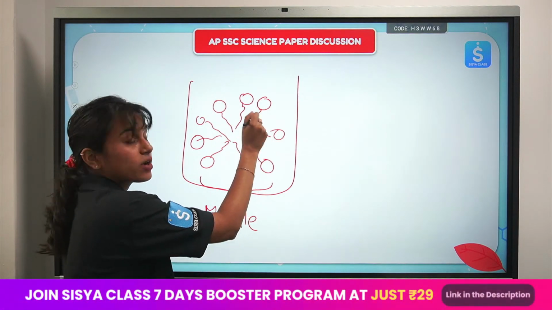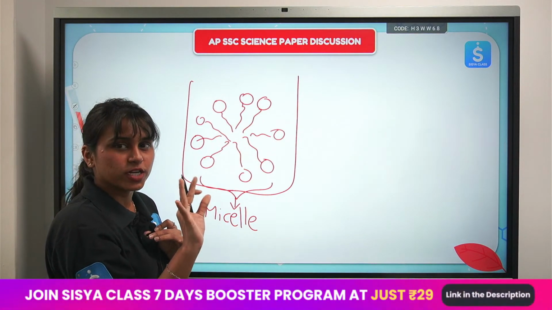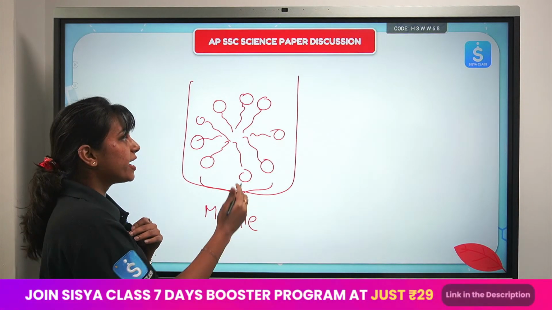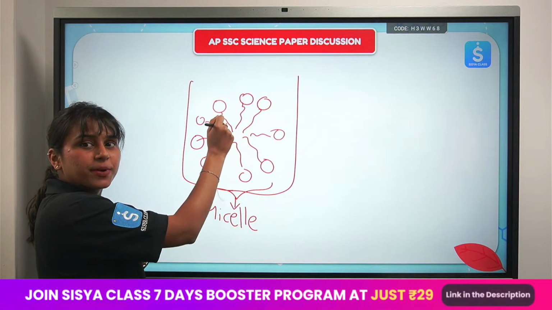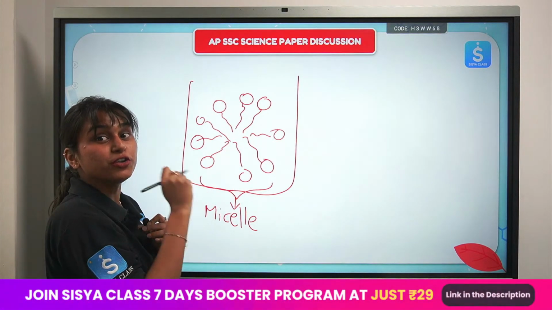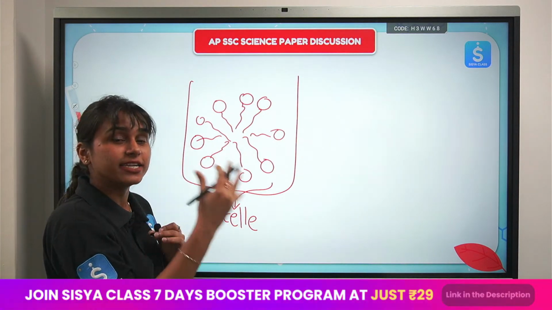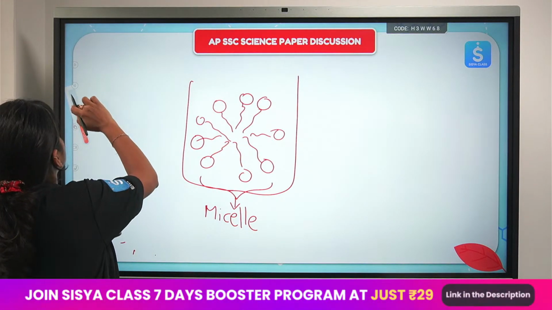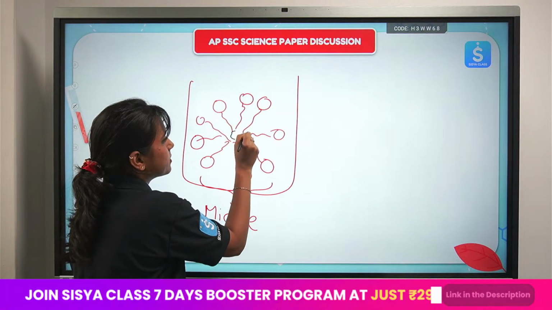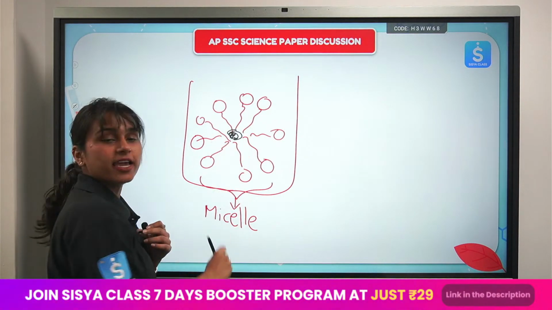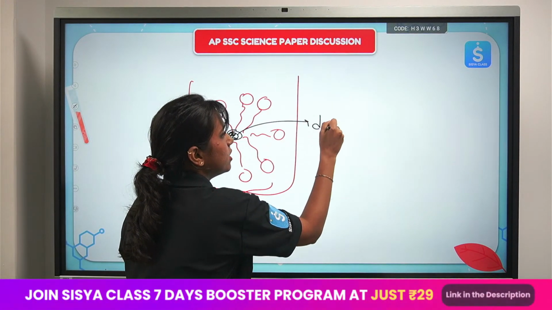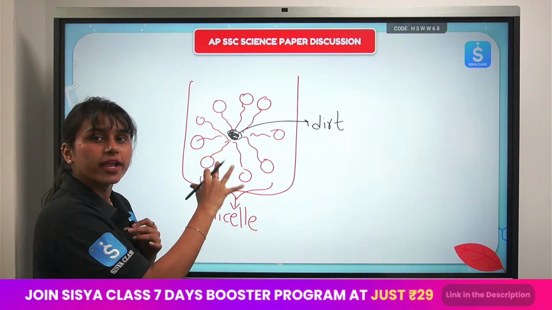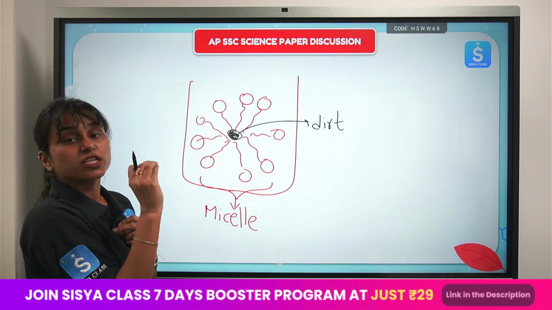Because this hydrocarbon part is not interacting with the water, but it interacts with the dirt, with the oil, with the grease. So this end, the hydrocarbon or hydrophobic end of the soap molecule, interacts with the oil, grease and dirt, and hence since it interacts with it, it will trap the dirt particle. You can say this is the dirt particle in this. This is how the dirt or the oil, the grease gets trapped between the soap molecules.